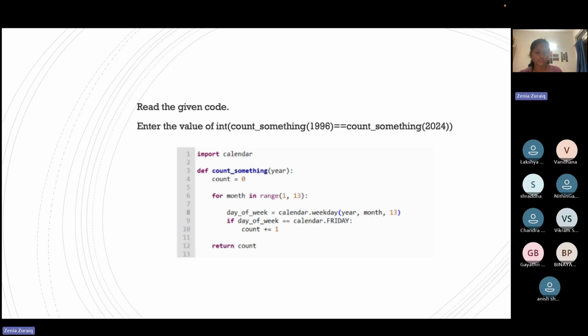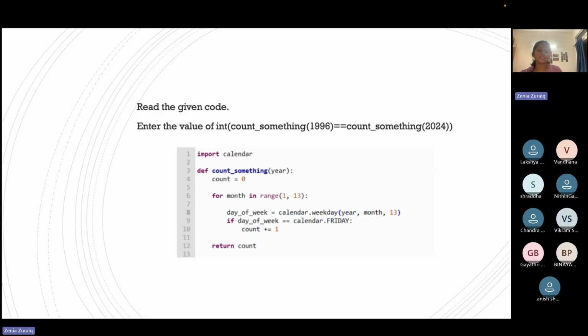Okay. So have you heard about this Friday the 13th? It's considered to be an unlucky day, or many horror films are set on that day and all that. So they are just checking how many such Friday the 13ths there are in every year. Now that we have figured out what the function does, that's not the answer.